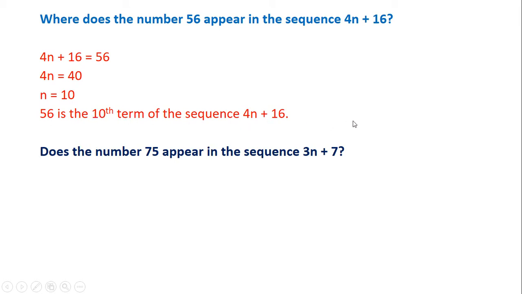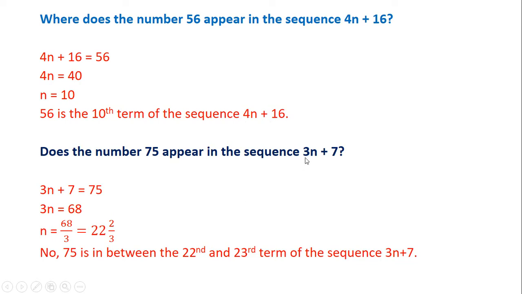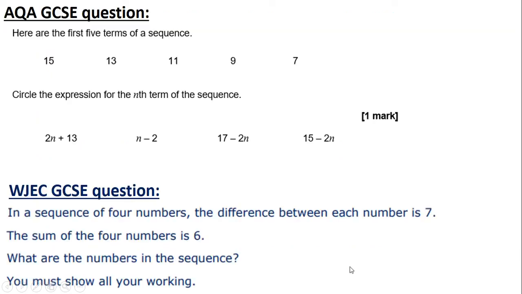For the second question, again, we're going to make the formula equal to the number we're interested in. We're going to subtract 7, then we're going to divide by 3. We can write that as an improper fraction or as a mixed number. So because n is in between 22 and 23, that tells us that 75 is not in the sequence. It is in between the 22nd and the 23rd term.